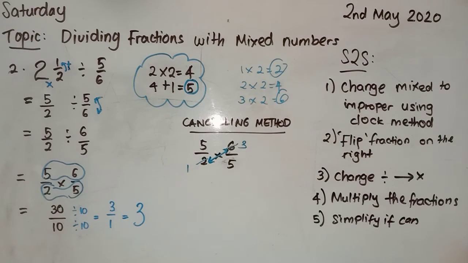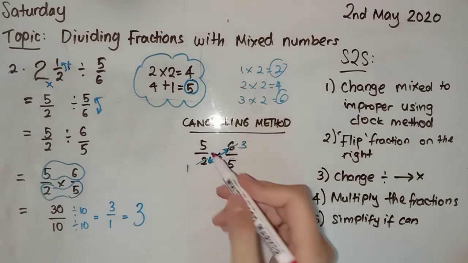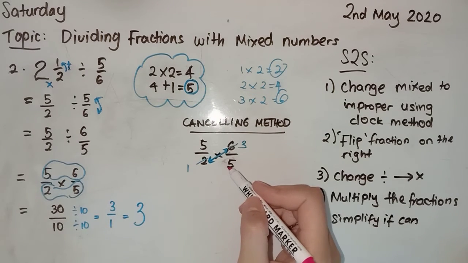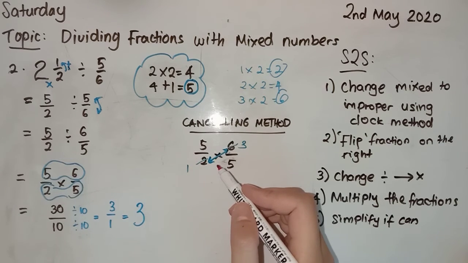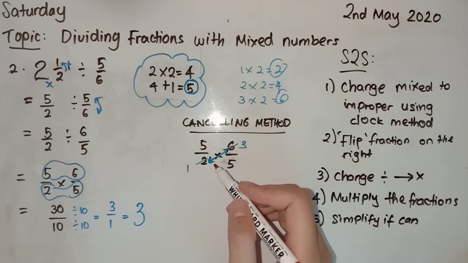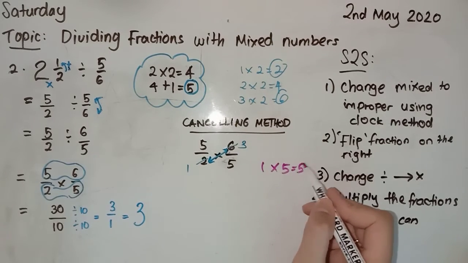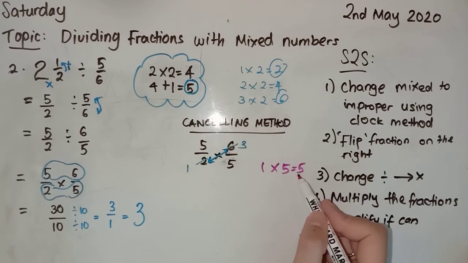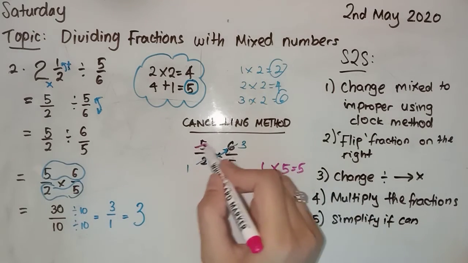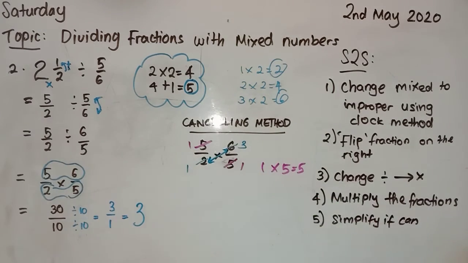Is there anything else you can cancel? This one, 5 and 5. I'm going to use different marker pens so that you can see. 5 and 5. They are the same, so they should be in the same multiplication. 1 times 5 is 5. Okay? So, 5 divided by 5 is 1. So, this becomes 1. This becomes 1.